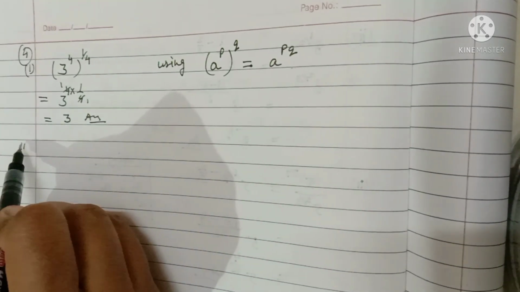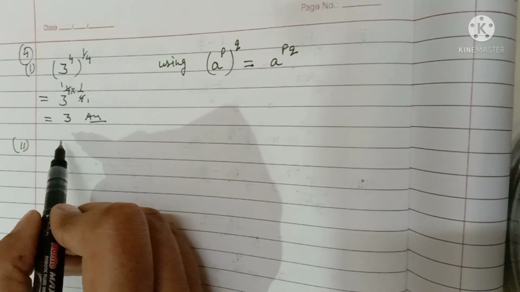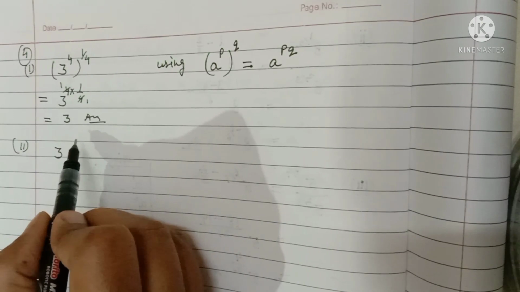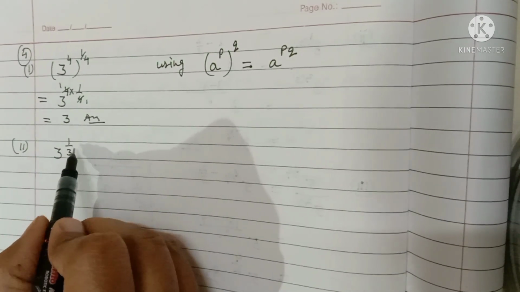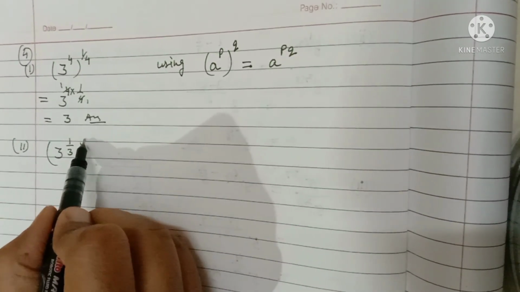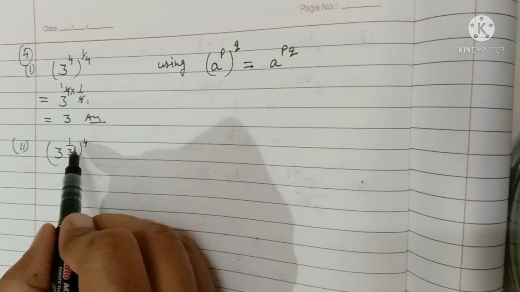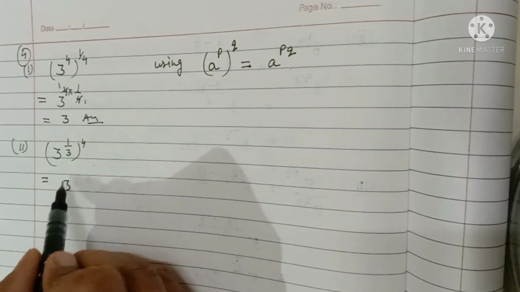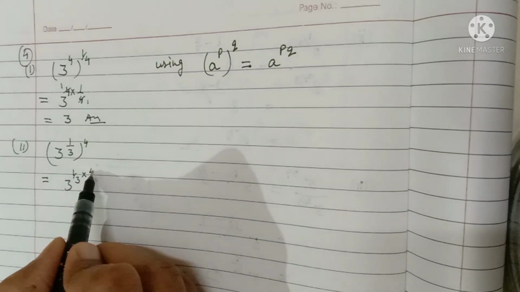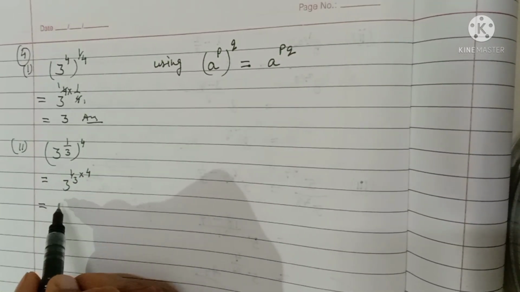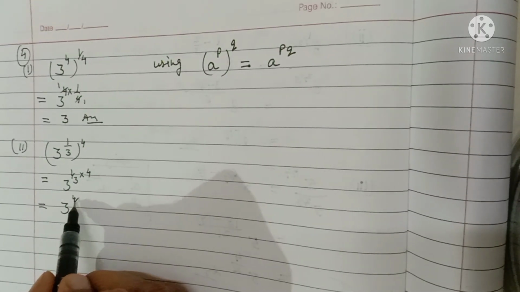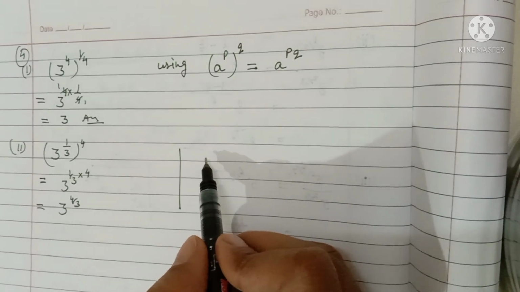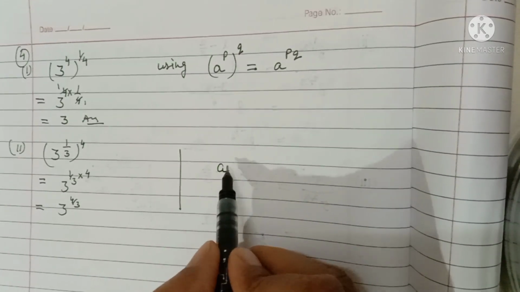Now second part, 3 to the power of 1 upon 3 and whole to the power of 4. These power will be multiplied. Now you can write it 3 to the power of 1 upon 3 into 4. So this becomes 3 to the power of 4 upon 3. And show what the concept or law you are using, a to the power of pq.